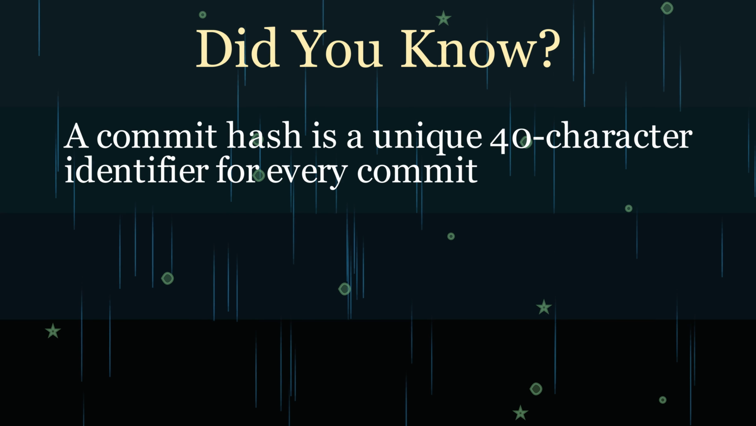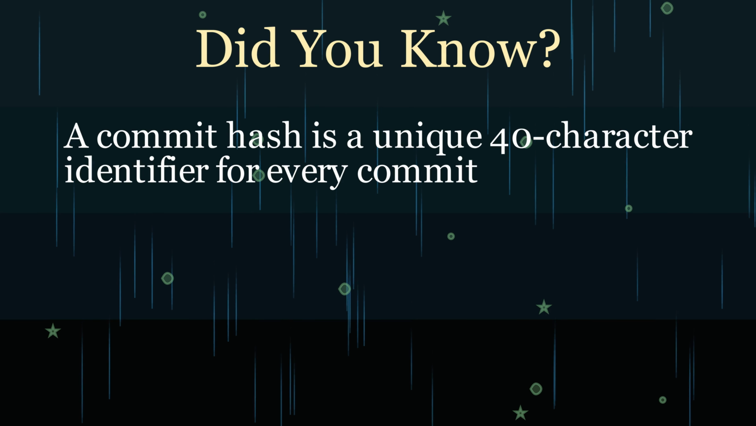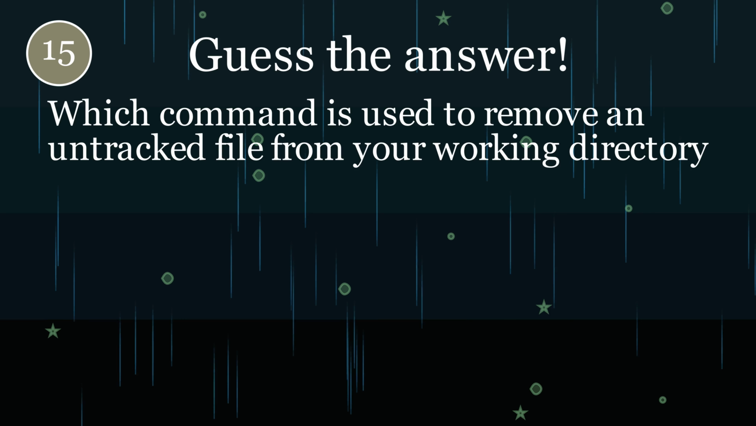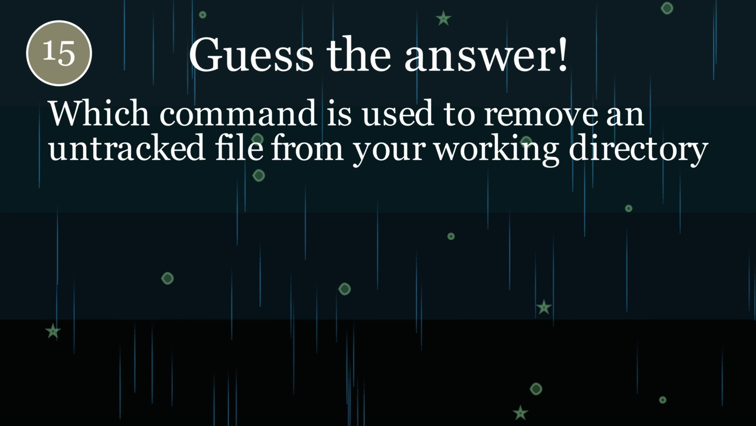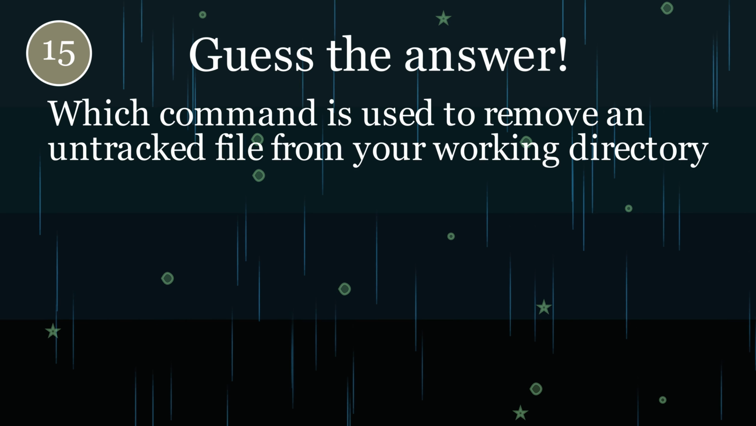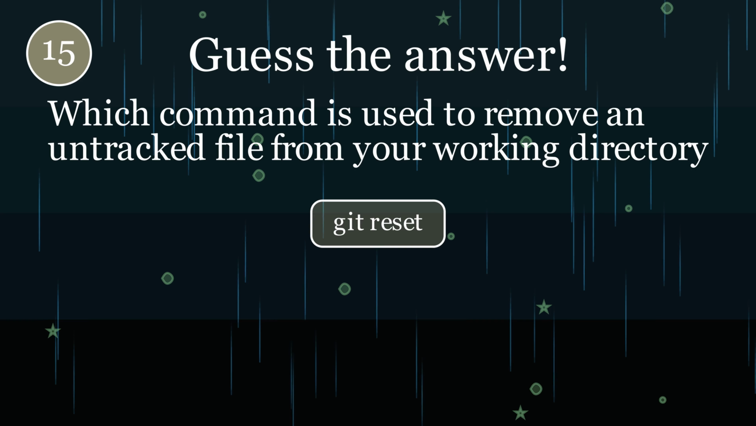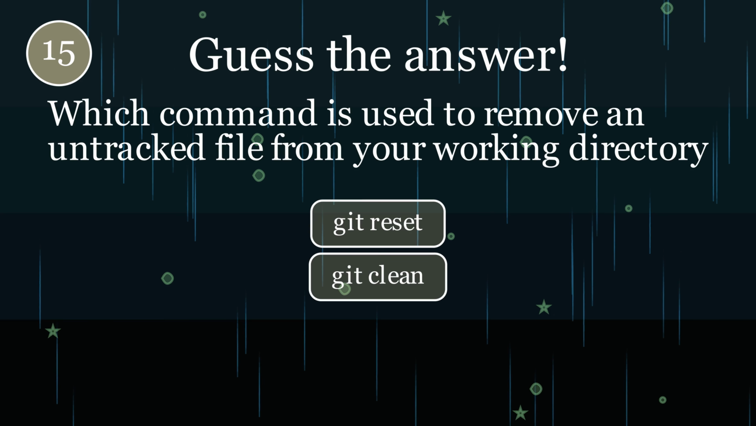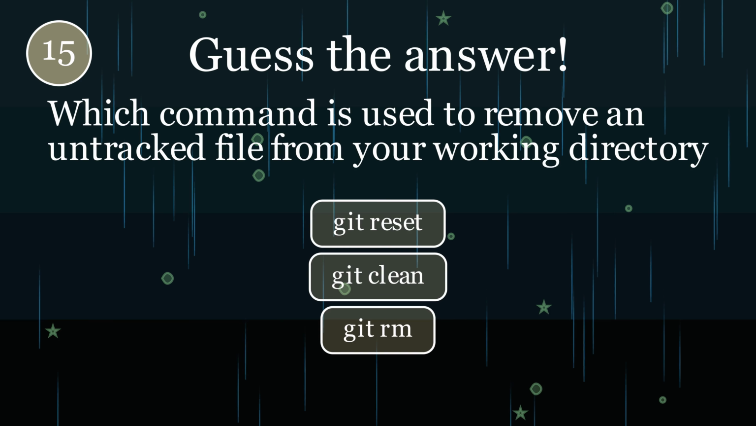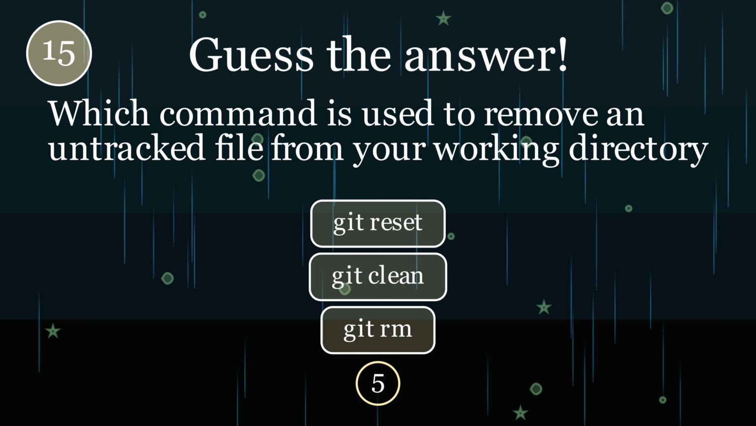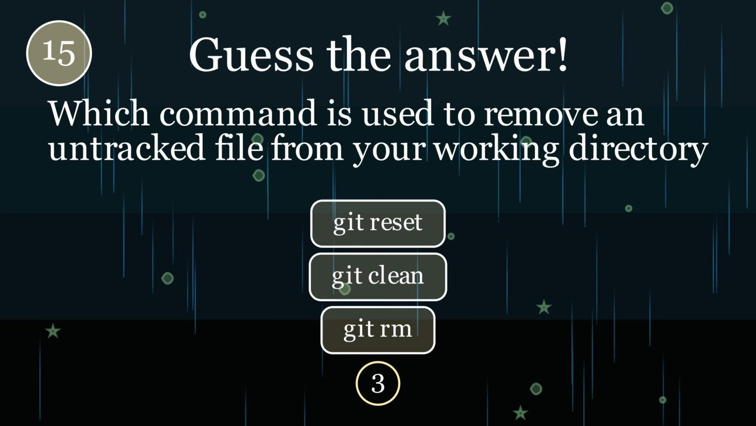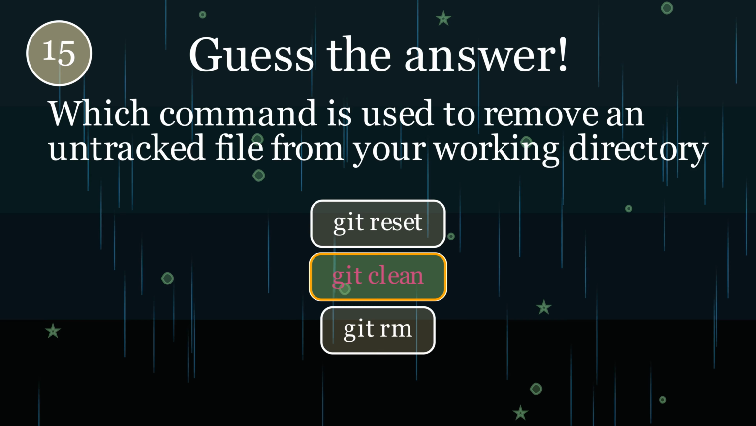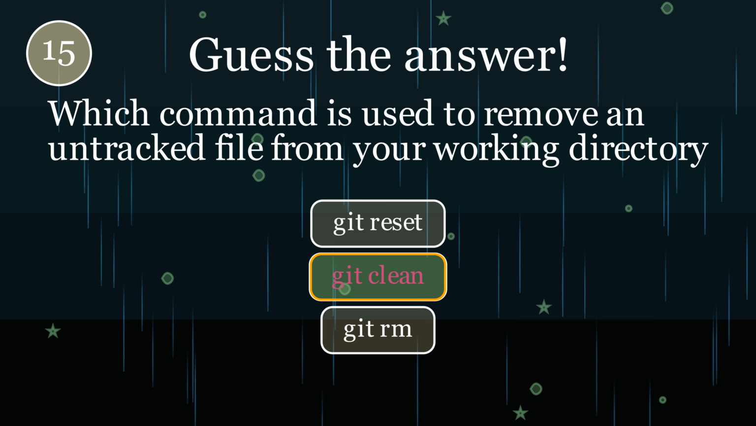Here's a nugget of wisdom: a commit hash is a unique 40-character identifier for every commit. Which command is used to remove an untracked file from your working directory? Git reset, Git clean, Git rm. The correct answer is git clean.